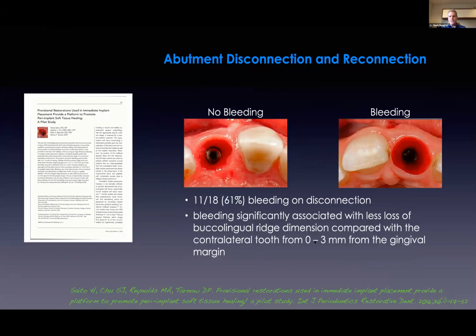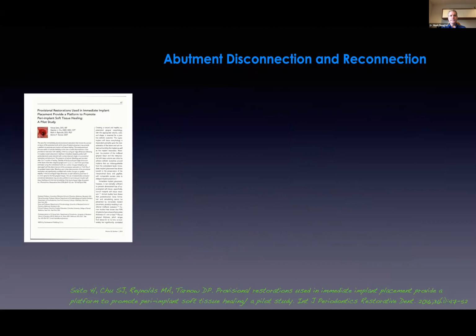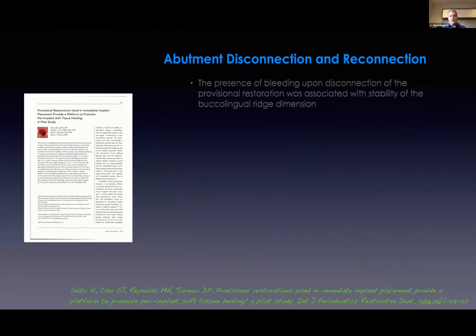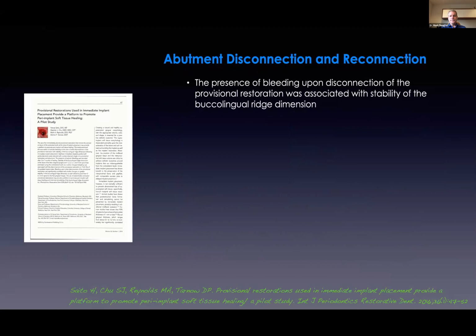In the range of 0 to 3 millimeters from the gingival margin. And what they concluded was that the presence of bleeding upon disconnection of the provisional restoration was associated with stability of the buccolingual ridge dimension. So bleeding is really equal to attachment of the tissues to the abutment, which is a better barrier to protect the implant bone interface. So you tend to get less recession, less bone loss.